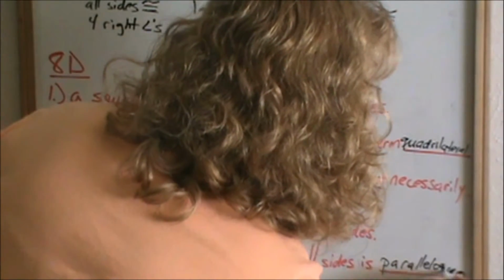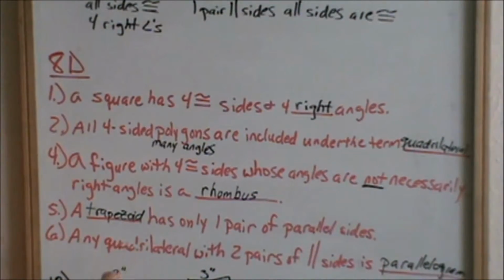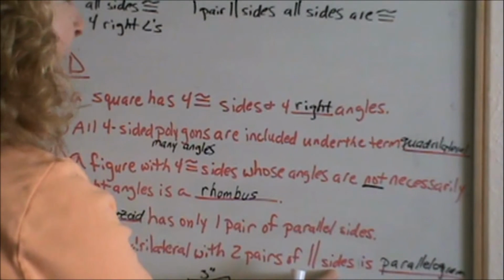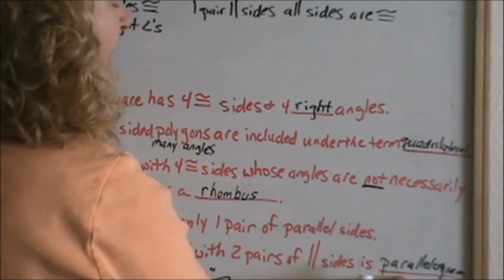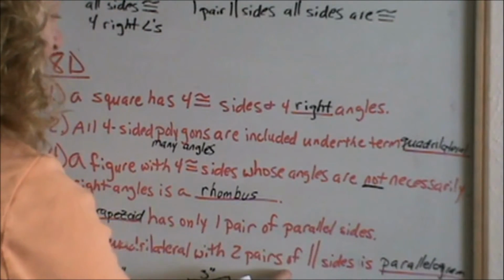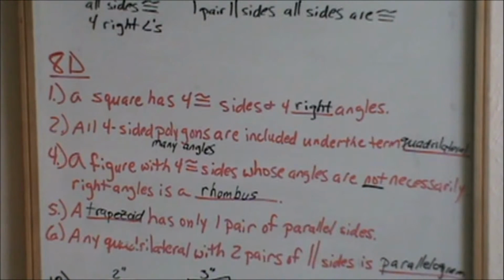Because in reality, a rectangle is still considered a parallelogram. A rectangle is just a special parallelogram that has right angles. So any quadrilateral that has 2 pairs of parallel sides, and since it doesn't say it has right angles, then we need to classify it as a parallelogram. If it told us it had right angles, then we would say it's a rectangle.